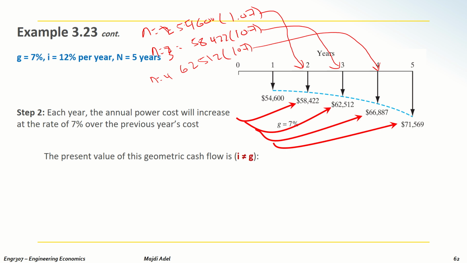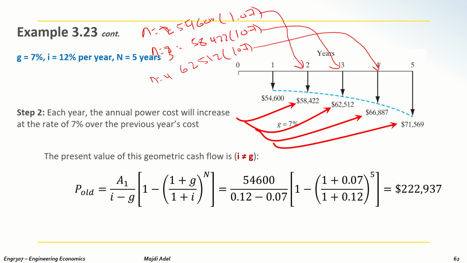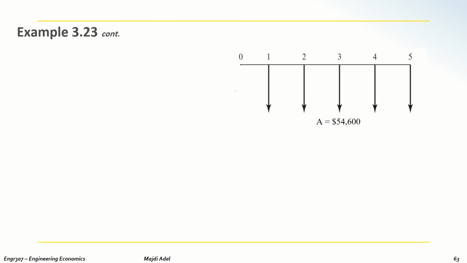Now, this is a geometric gradient. I only have one factor for the geometric gradient, which is the present value. I calculate the present value for this cash flow using the first formula, since i doesn't equal g. Remember that interest rate is 12%. So the answer is going to be $222,937. This is the present worth of the electricity cost if ANSEL doesn't replace the compressed air system.